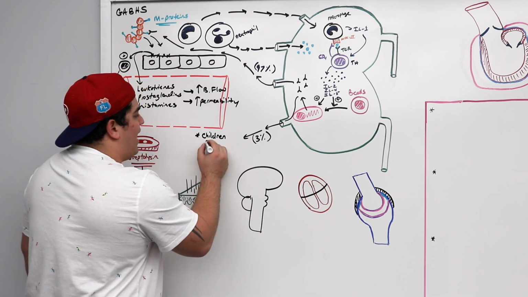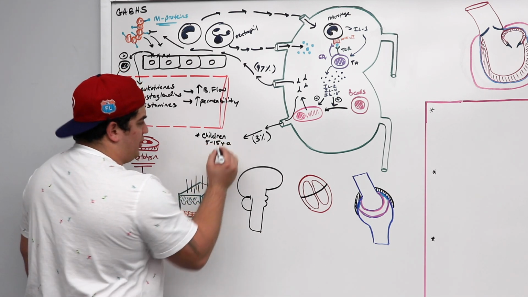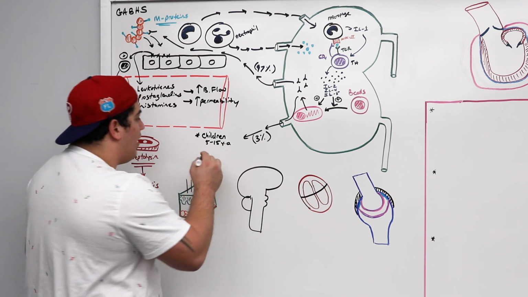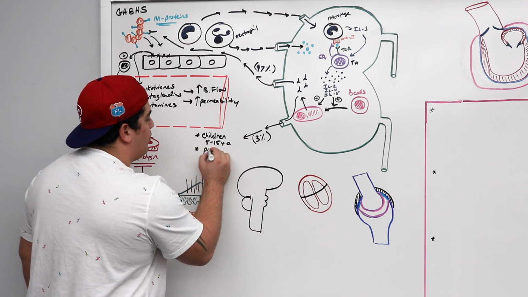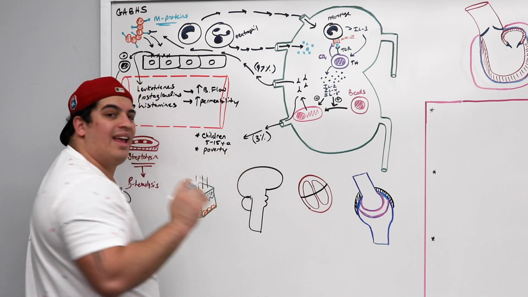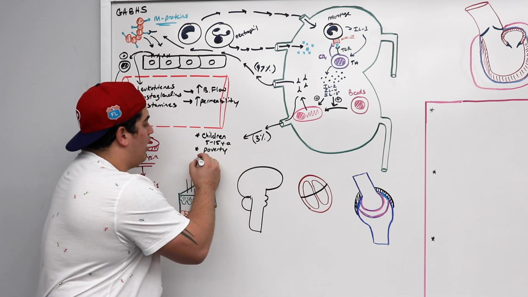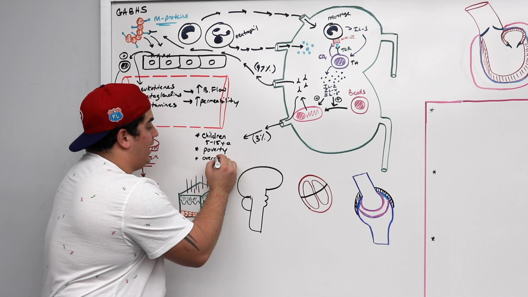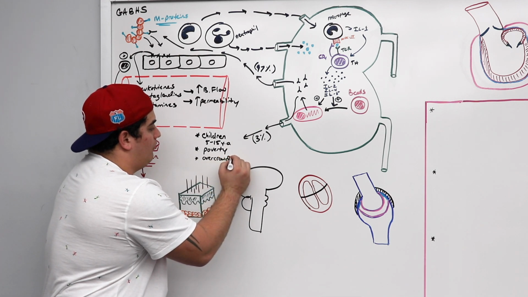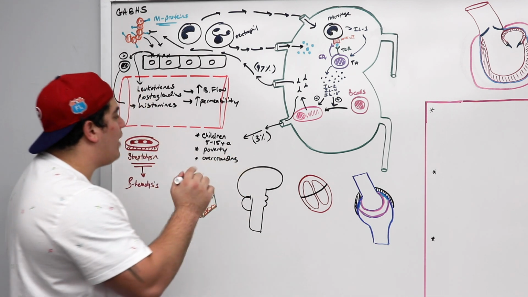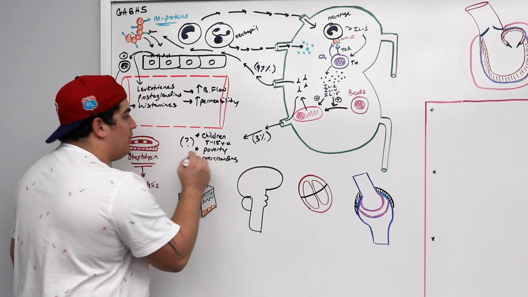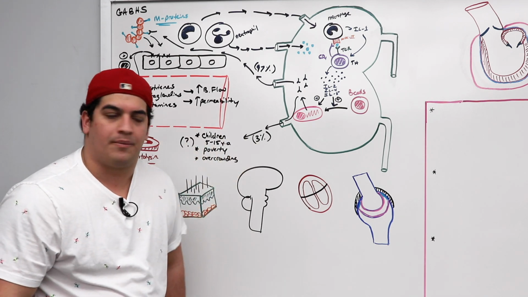Peak age of 5 to 15 years old is usually the average age range. Another thing is we've seen it in situations of poverty and in areas where there's overcrowding populations. So these are the common theoretical reasons of why we believe that this 3% reaction occurs.